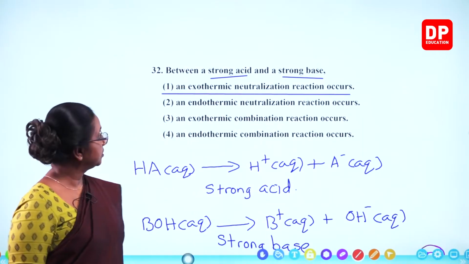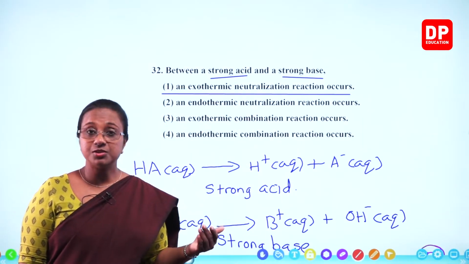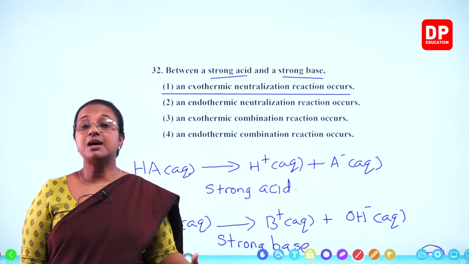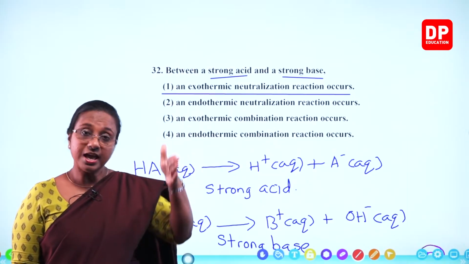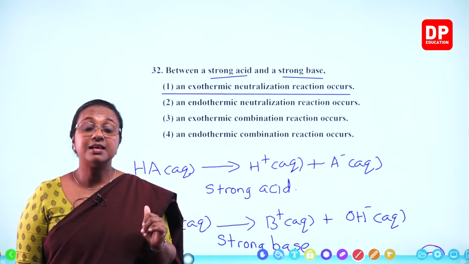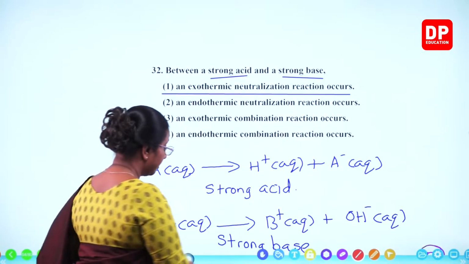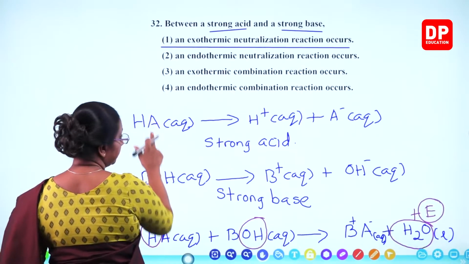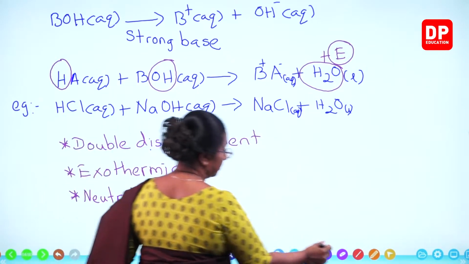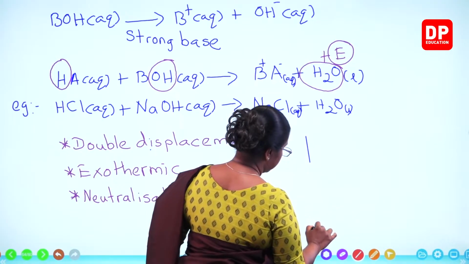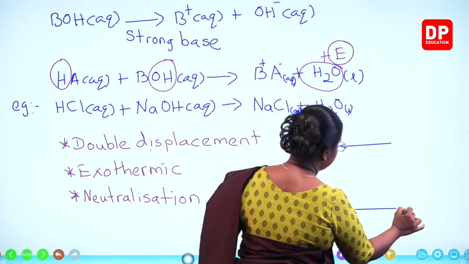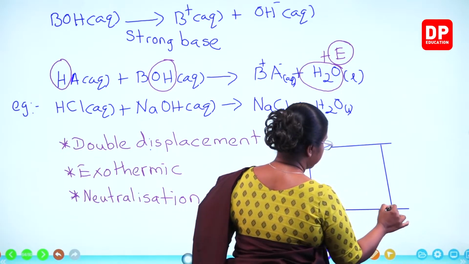Is that clear, student? So you can remember, if it is an exothermic reaction, the reactants have higher energy, products have less energy. So the reaction goes from reactants to products, then heat is released. You all can remember that. You are familiar with the energy level diagram as well. This is how we draw it.